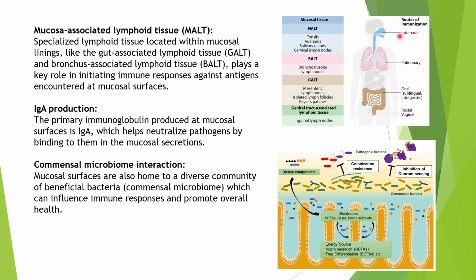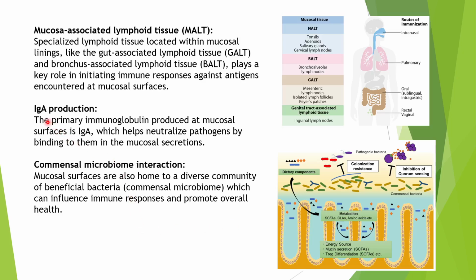So you can see that at every specific organ you have these lymphoid associated tissues: intranasal, pulmonary, oral, sublingual, intragastric, rectal and vaginal. All the openings of your body are associated with your mucosal layer. This is your first line of barrier and defense. If this is not present, you will be very easily subjected to infections and exposed to various types of pathogens.